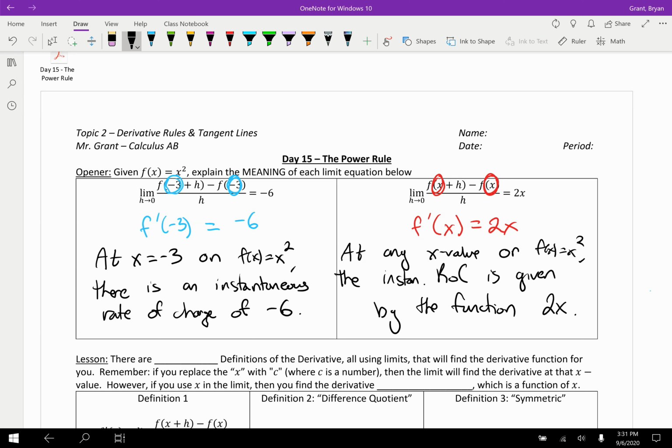So if we want to know the instantaneous rate of change, if we want to know the slope or the derivative at any x value on the graph of x squared, we just replace x with whatever that x value is. If you wanted to know the slope at 10, we substitute 10 in here. 2 times 10, the slope is 20 at an x of 10.